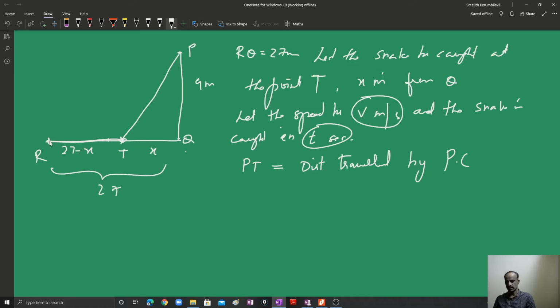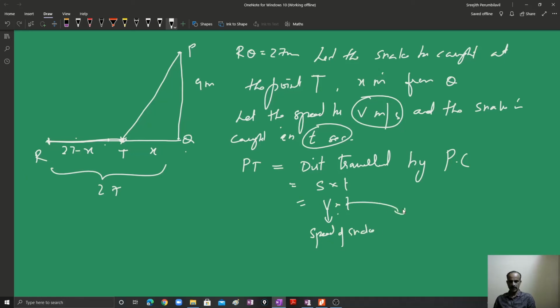The snake is also traveling at a speed of v, and by the time this reaches here, this also reaches here. So how do you find the distance? Distance is speed into time, that is v into t. But this v is the same as this v. The speed of the peacock is the speed of the snake also.